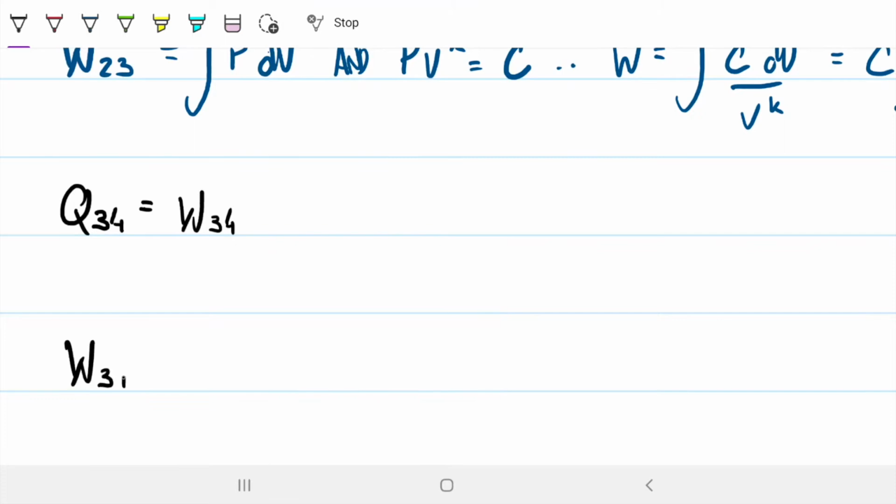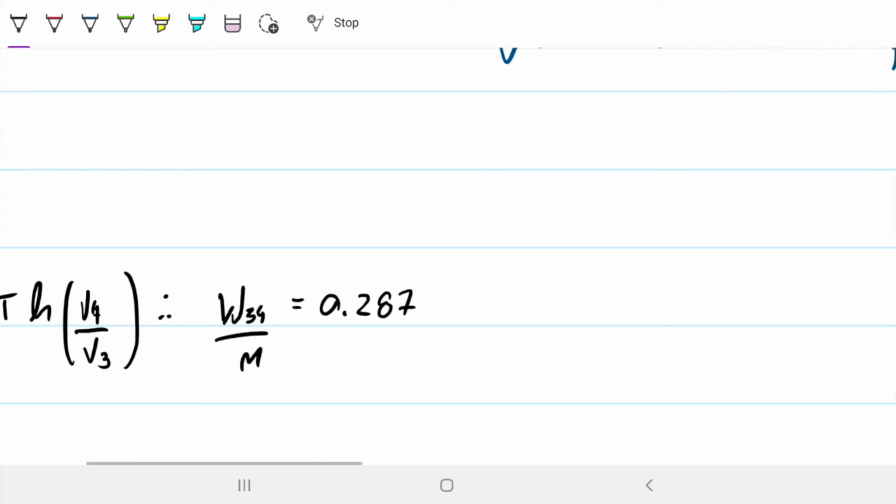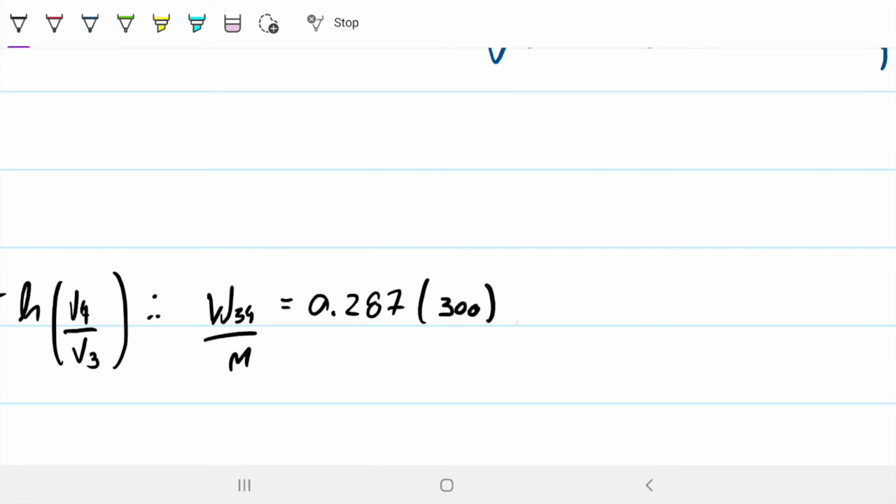So now we want to find this. It's an isotherm, so the same thing as before. We don't have to do the whole integral again because we know this is just mRT, natural log of V4 final state over V3 initial state. So therefore, my work 3-4 divided by my mass will just be 2.87 times my temperature, 300 Kelvin, and then just the specific volume, which I forgot, 263 divided by 527.